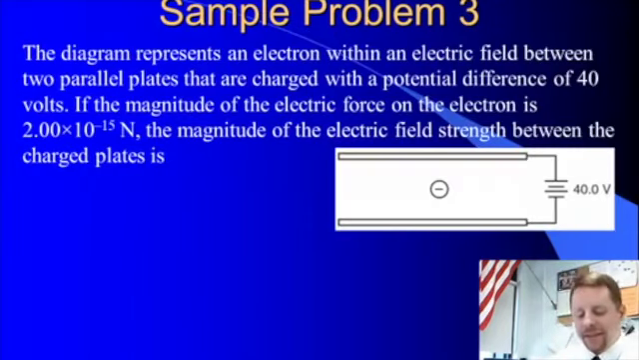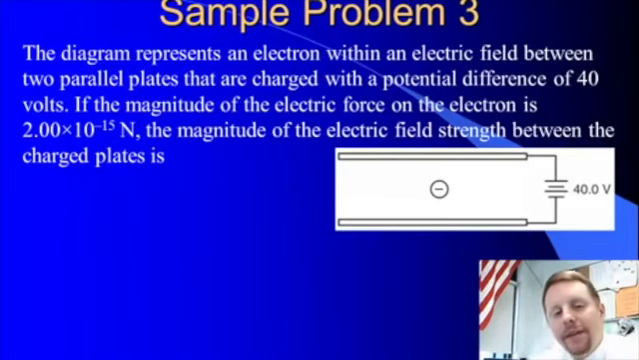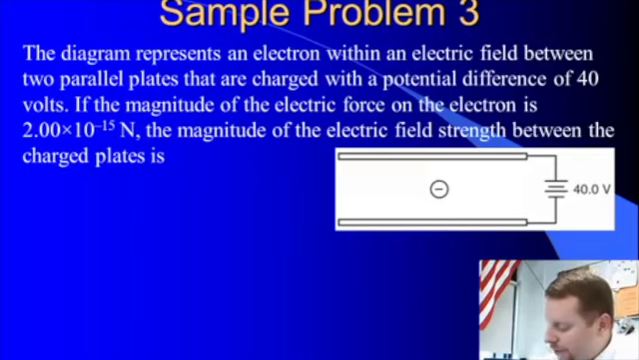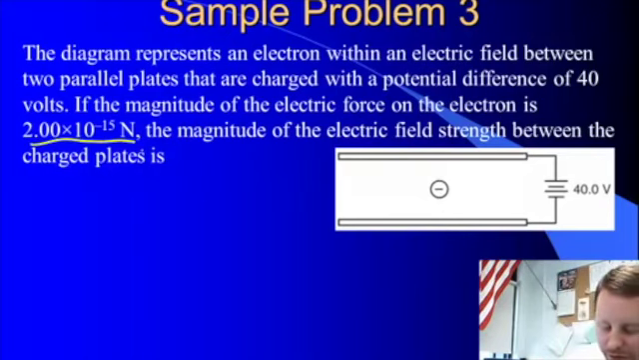Moving on. The diagram here represents an electron within an electric field between two parallel plates that are charged with a potential difference of 40 volts. If the magnitude of the electric force on the electron is 2 times 10 to the minus 15 newtons, the magnitude of the electric field strength between the charged plates is, well, we can go back to the same strategy again. We're given the electric force, Fe, and we know that it's an electron.